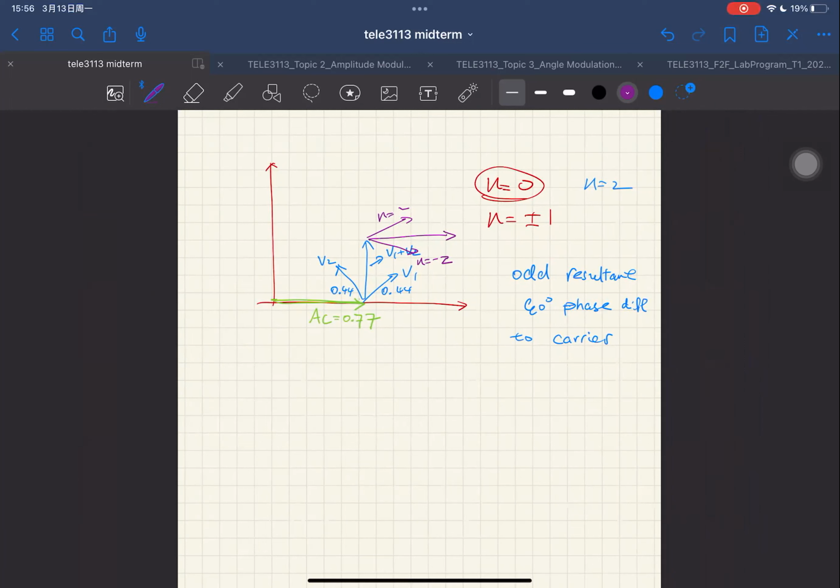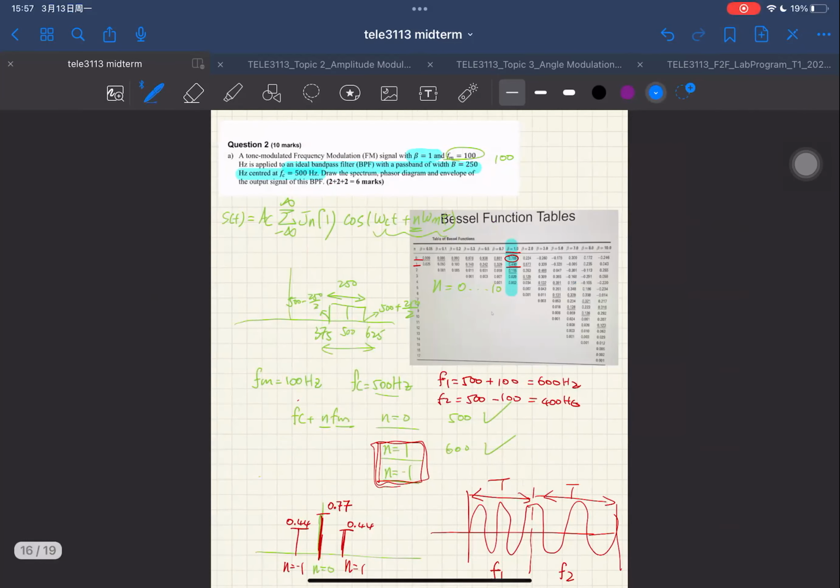Yeah, and you have to make sure that your even resultant is in phase with the carrier. Yeah, the odd resultant is 90 degrees phase difference. Like you can see this green line, they are 90 degrees, right? But these two lines, they are parallel. These two resultant vectors, they are parallel. So that's how you draw the phasor diagram. Actually, it's called a rotating phasor diagram.